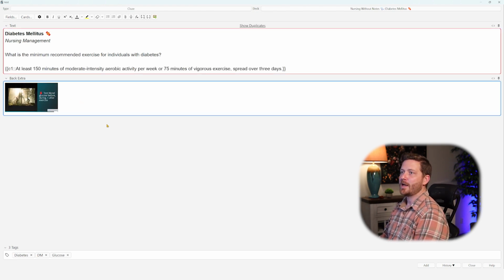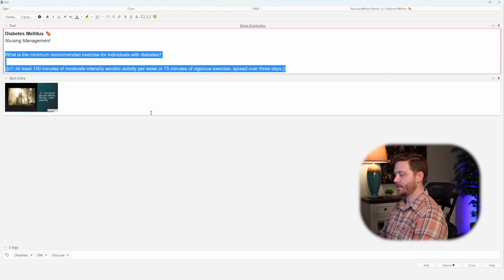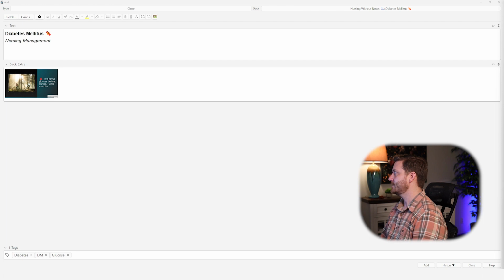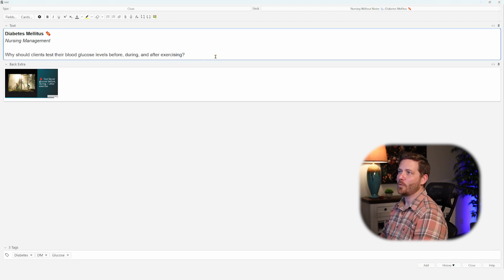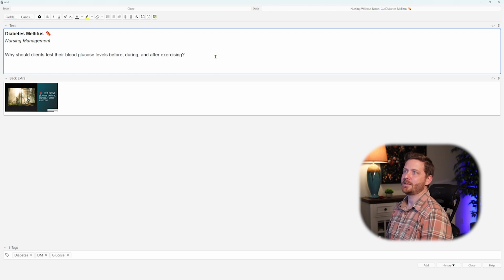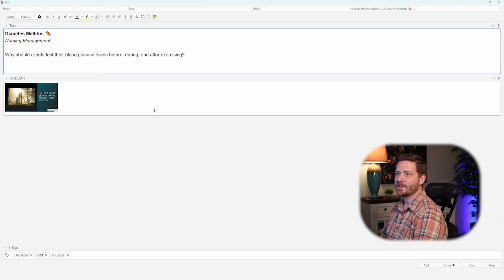So moving on down the line, we do know that they need to test their blood glucose levels before, during, and after their exercise. And let's go ahead and just tailor a card reminding us of that. And actually, let's gear it to why they should be doing that. Why should clients test their blood glucose levels before, during, and after exercising? Well, that's just going to ensure safety, to be honest. Safety is always a top priority.